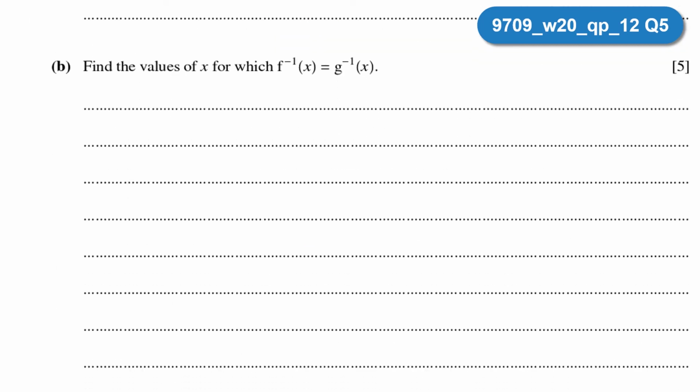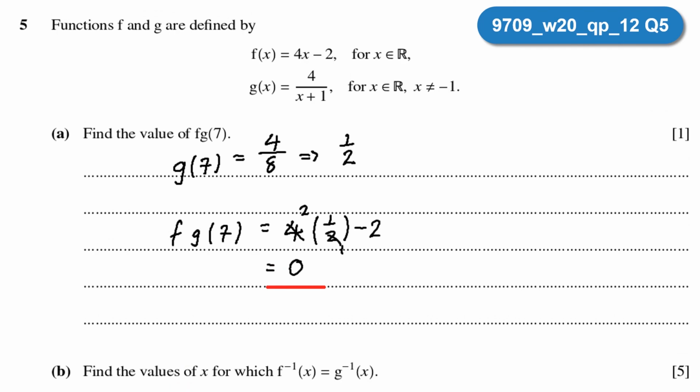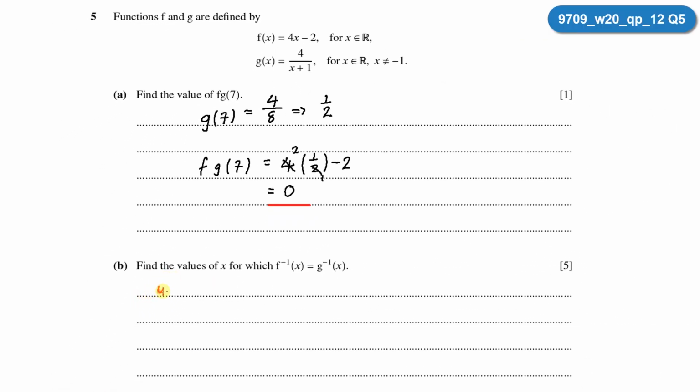Find the values of x for which f inverse of x is equal to g inverse of x. Let's start with finding f inverse of x. So y is equal to 4x minus 2, and we make x subject, so x is equal to y plus 2 over 4, and therefore this translates to the inverse, coming out as x plus 2 over 4.